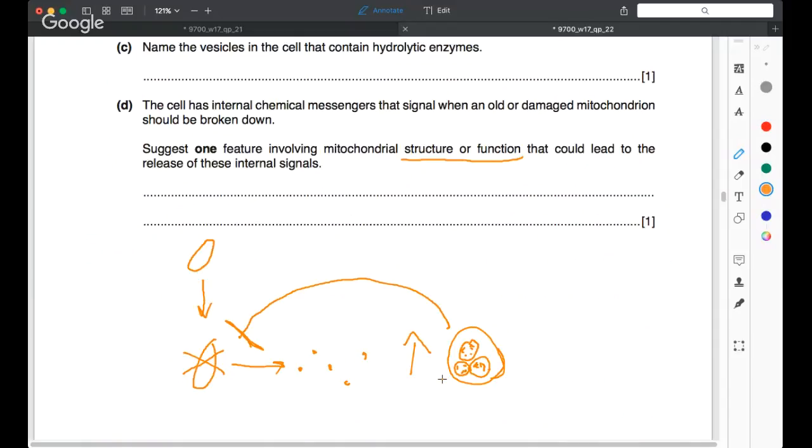It's not the best worded question. So maybe a broken or damaged membrane. Good. Yeah, you would get the mark for that. It could also be that the mitochondria is not producing as much protein as it should, or ATP, or a change in the distribution of its membrane proteins, or anything at all that constitutes this signal is what they're trying to get you to come to.